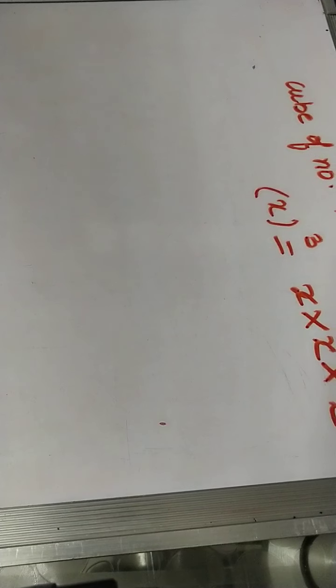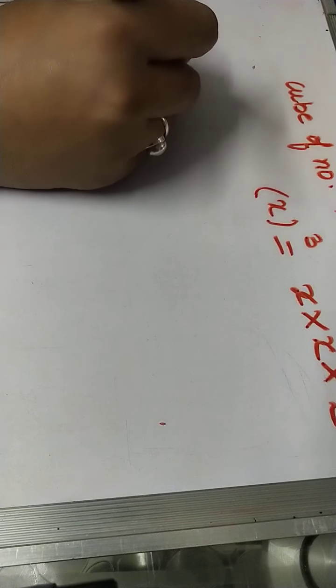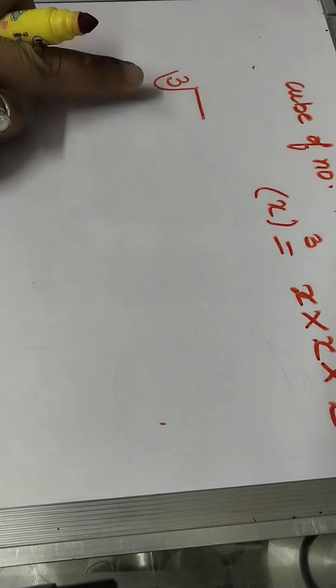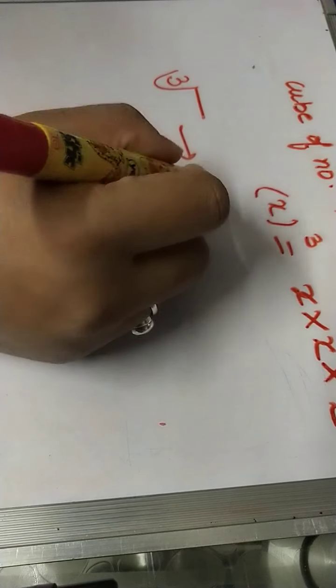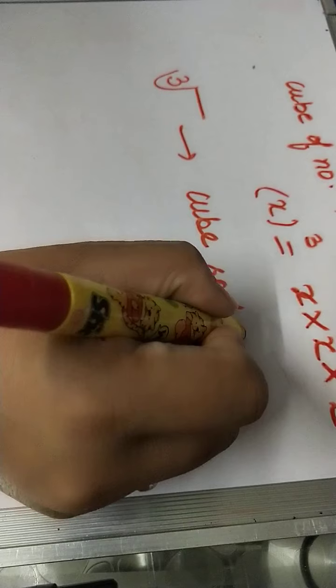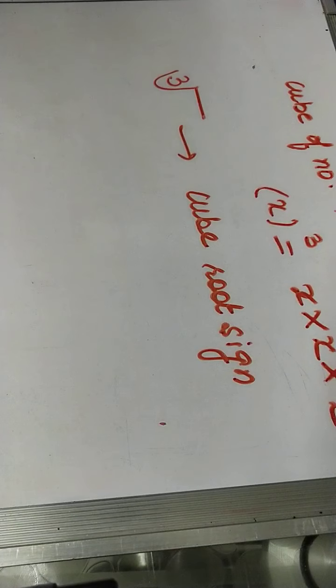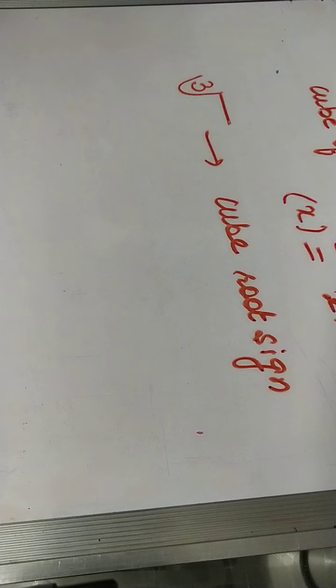Now children, in order to find the cube root, we use this sign. This is the sign for the cube root. This is the cube root sign. Is it alright? And now children, let us quickly revise a few properties of cubes of a number.